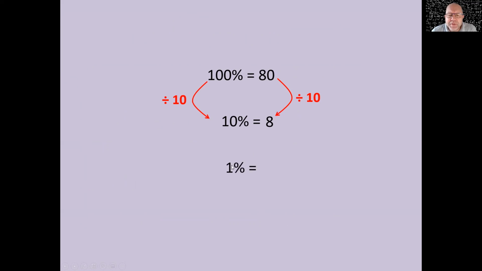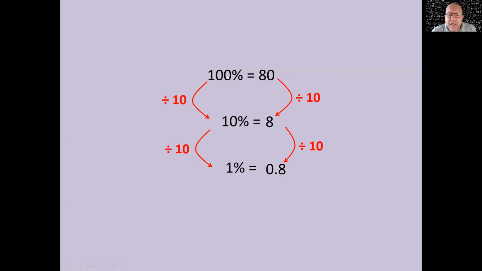Now to find 1%, we divide our 10% by 10 again. Or we can divide the whole thing by 100, but we're going to do it in 2 steps. So we've got 10%. We're now going to divide that by 10. So we're going to move the 8 one more place to the right, which puts it in the tenths column. So 1% of 80 is 0.8 or 8 tenths.